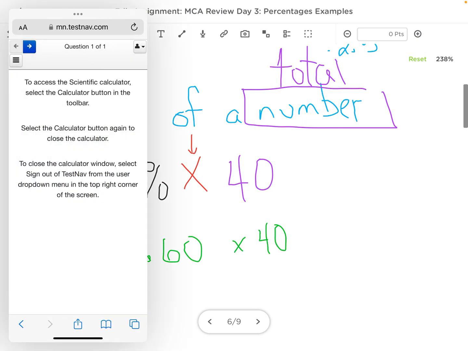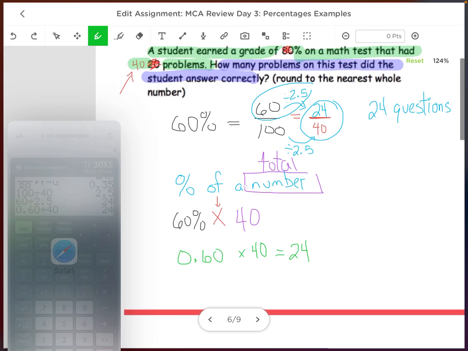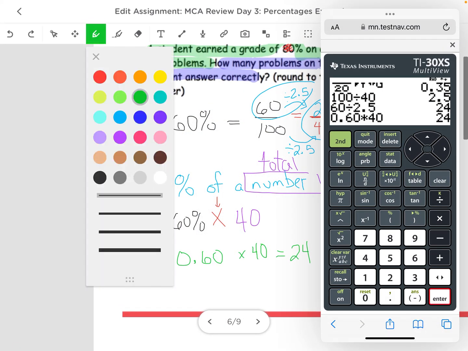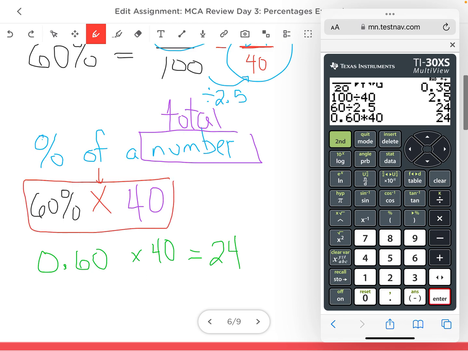So let's do that in the MCA calculator. 0.60 times 40. Hey, look at that. The answer is 24. Now I'm going to show you something really, really cool that I haven't shown you yet. I'm going to move this over to the side so I don't get rid of it. You can also put this into your calculator. So 60 and then the percent sign. I saw it the other day. 60%. It's above the 8. Second parenthesis. 60% times 40.